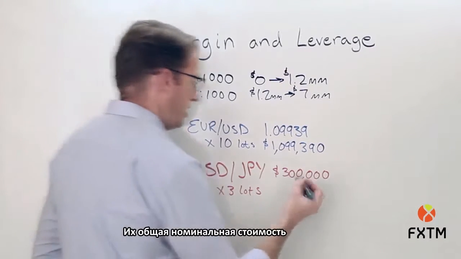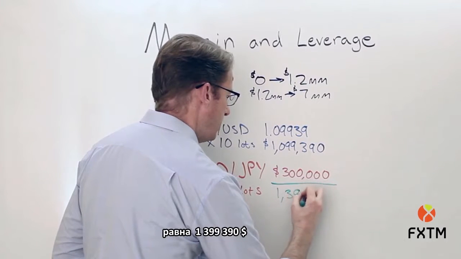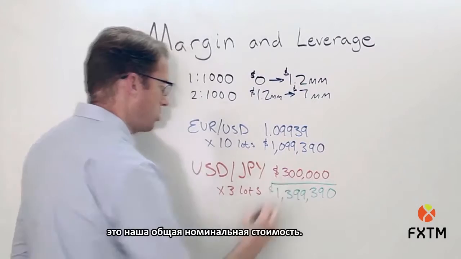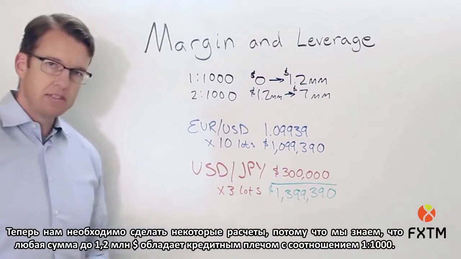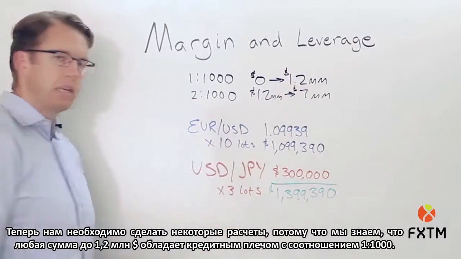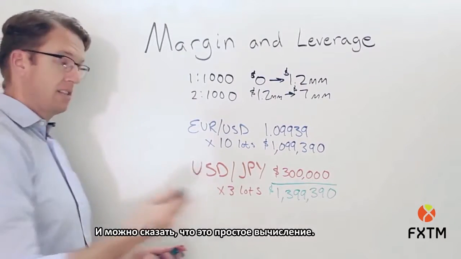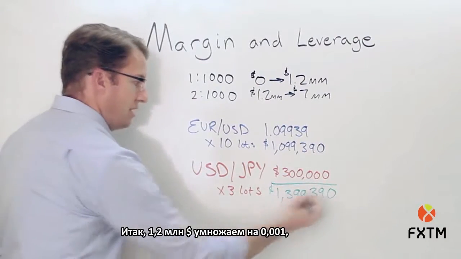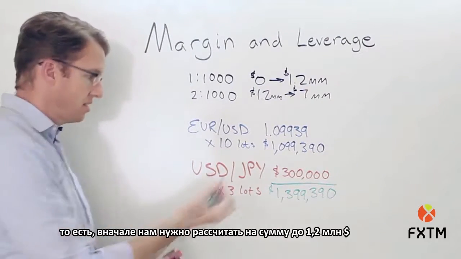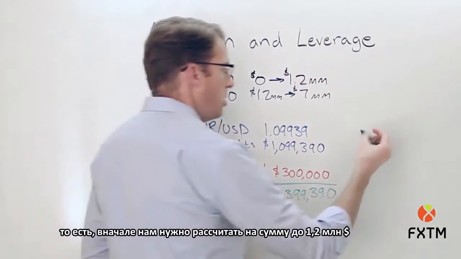So that means we've got a total between the two positions. So let's just put a little line here. We're going to sum these, for a total notional value of $1,399,390. Now here's where we have to do some calculation, because we know that of this amount, up to $1.2 million of it is at this leverage ratio, 1 to 1,000. So that's an easy calculation: $1.2 million times 0.001.